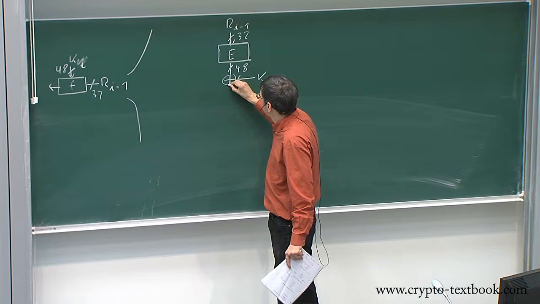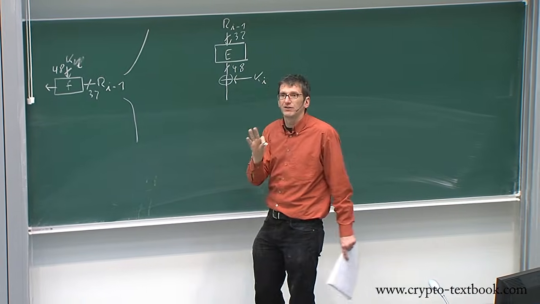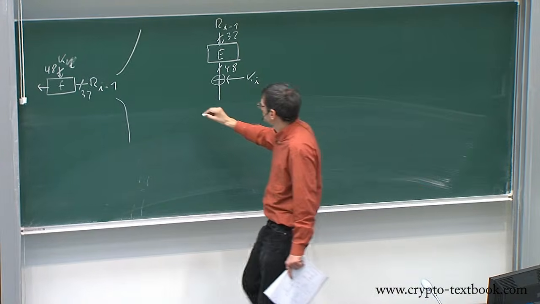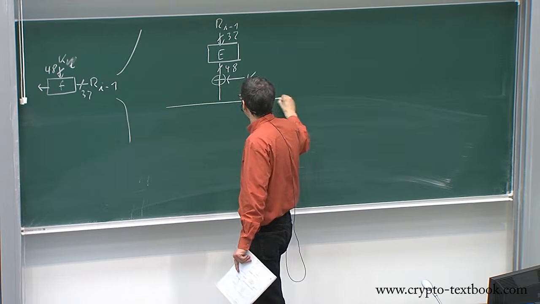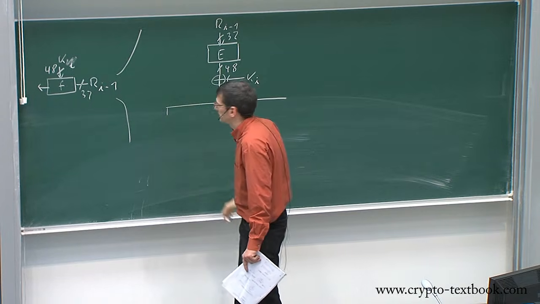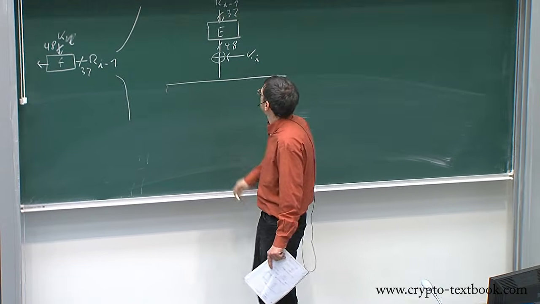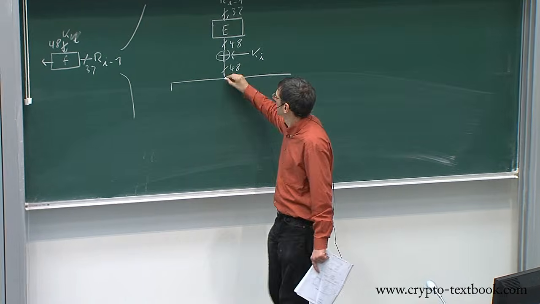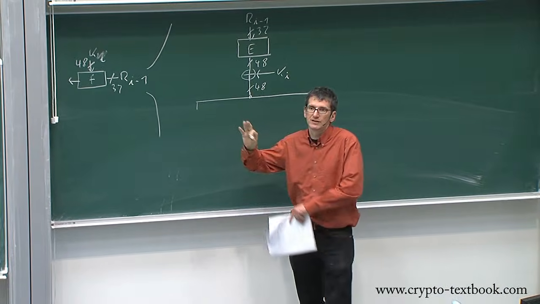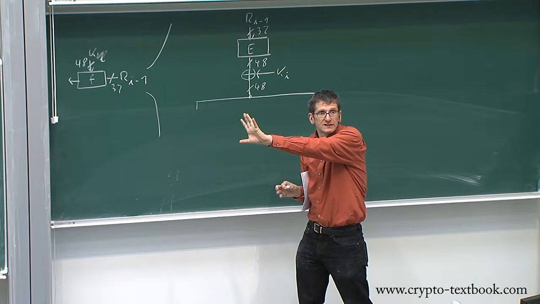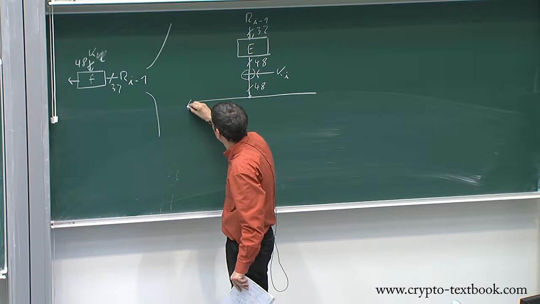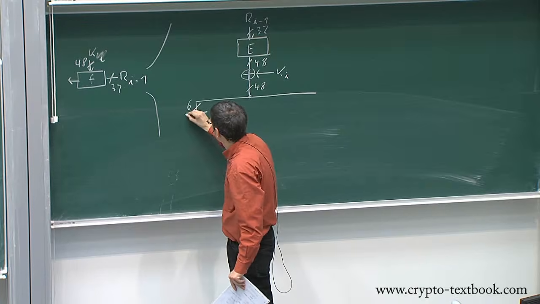So you do a key XOR, and now the real stuff happens. The most important part is kind of the middle part, namely the S boxes. You have 48 bits here. You take the first 6 bits on the left-hand side, and you put that into a substitution table.